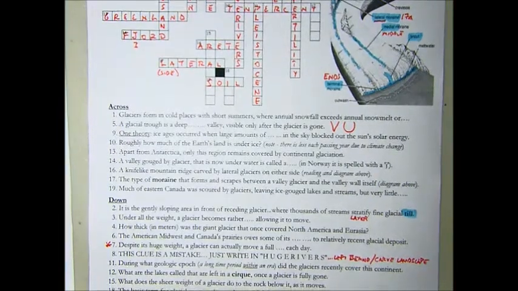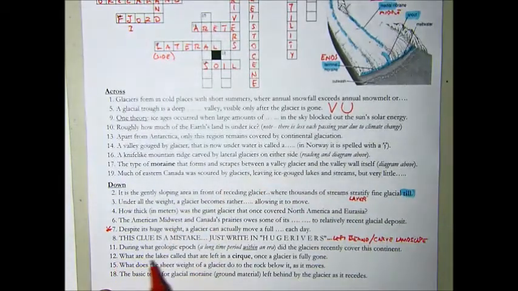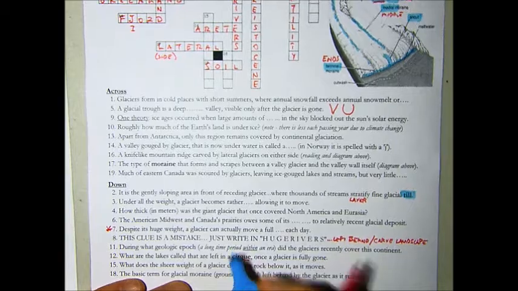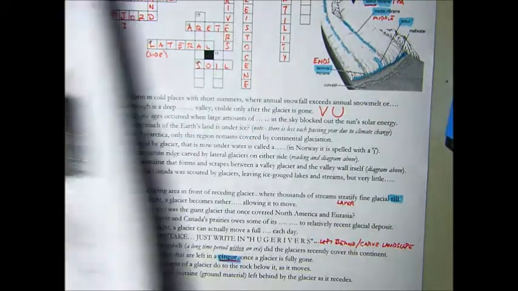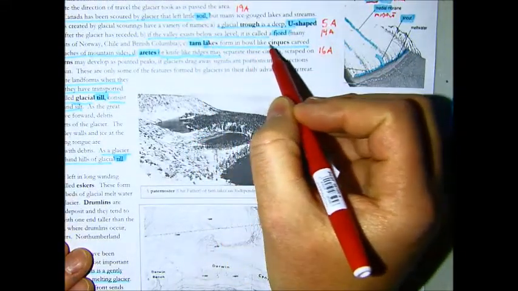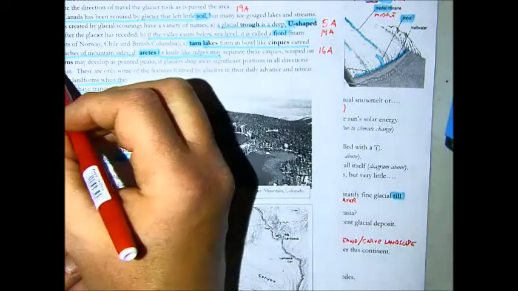All right, last couple of questions. Sorry, did you get Pleistocene? Pleistocene. There we are. What are lakes called that are left in a cirque, another French word, right? Let's get that one highlighted too. In a cirque, once the glacier is fully gone, we're going to find that feature up here. Tarn lakes form in a bowl-like cirque, carved in the upper reaches of mountainsides.